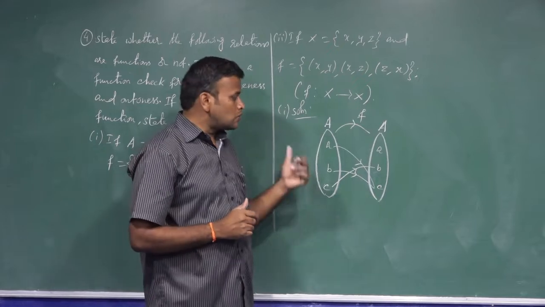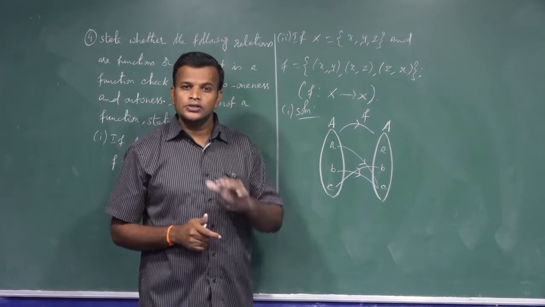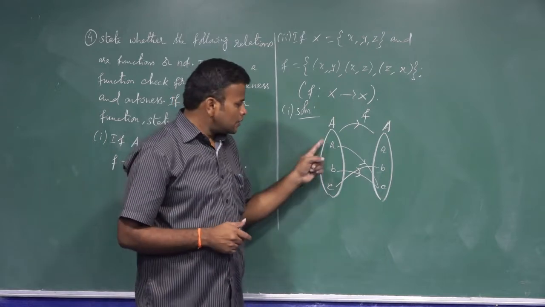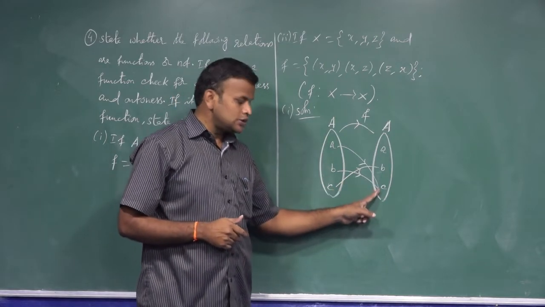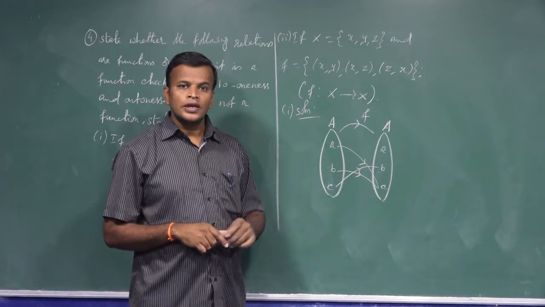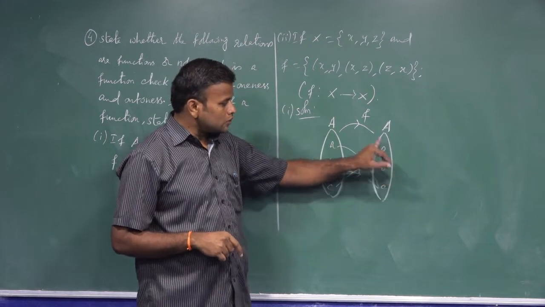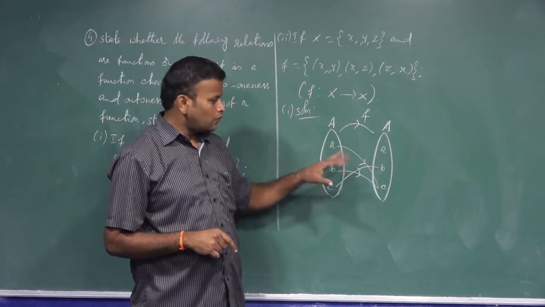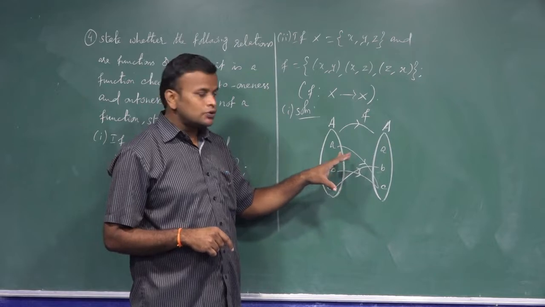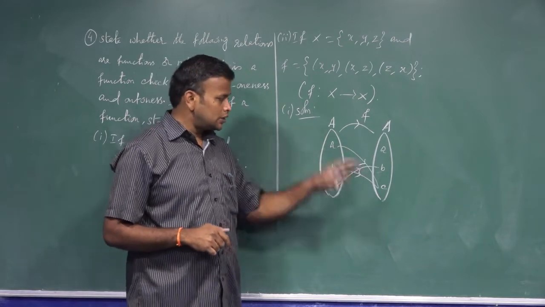Next, we check whether it is one-to-one or onto. We check if it is one-to-one. It is not one-to-one because a and b have the same image, c. So it is not one-to-one. We check if it is onto. It is not onto. Why? In the codomain, the element a has no pre-image. Therefore, first of all, it is a function and also it is neither one-to-one nor onto. So we must write the reason also.